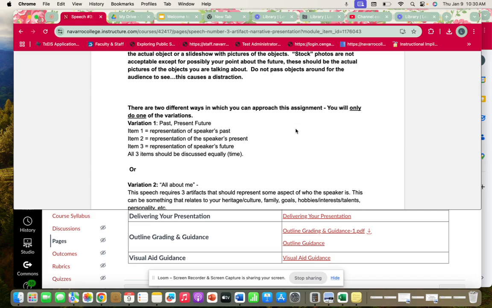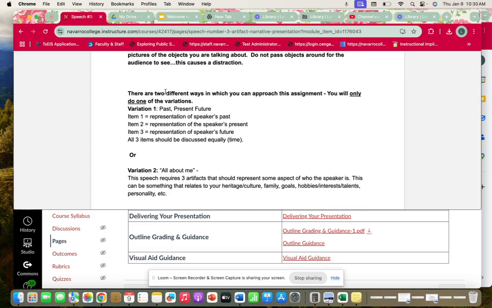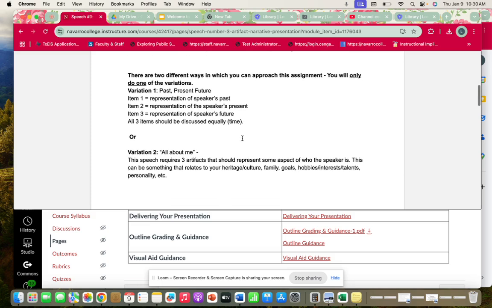So there are 2 ways that you can approach this. One is to talk about an object. One is past, present, future. Your first main point, you'd have the introduction. The first main point would be an object to represent your past. The second main point, an object to represent your present. And third is an object to represent your future.